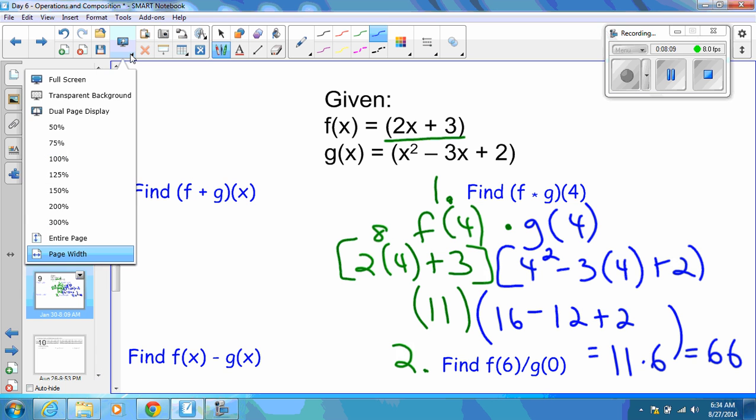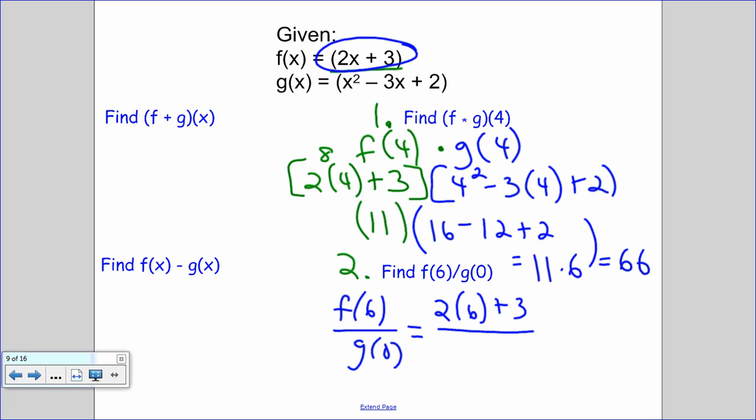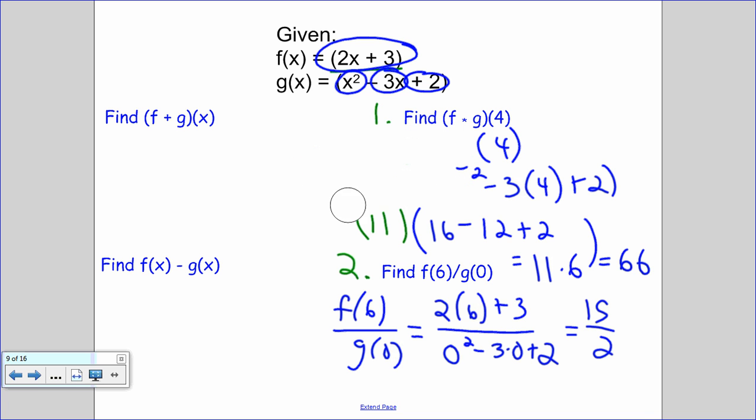All right, let's do the other example below that one. So example 2, f of 6 divided by g of 0. I could write that as f of 6 divided by g of 0. And then we're going to evaluate each function at those numbers. So f of 6, there's f. I take 2 times the input plus 3. And then g of 0 is taking 0 squared, 0 squared minus 3 times 0, and it looks like we're going to add 2. So just do the math here. This is going to be 15 divided by 2. So 15 halves.